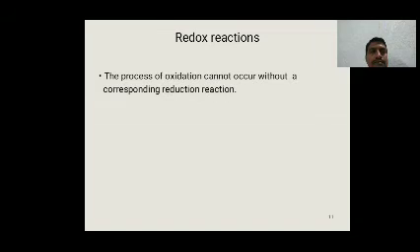Redox reaction. The process of oxidation cannot occur without corresponding reduction reactions. What is a redox reaction? A reaction which involves simultaneous oxidation and reduction is called a redox reaction. A reaction which involves simultaneous, that means continuous, oxidation and reduction in a single reaction is called a redox reaction.